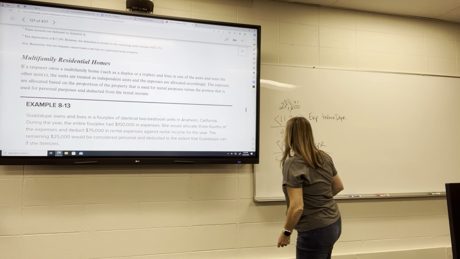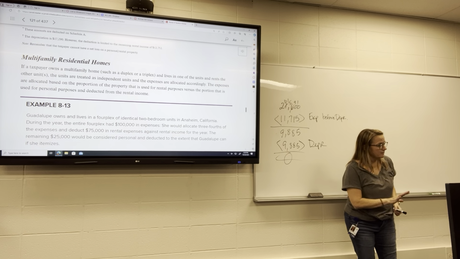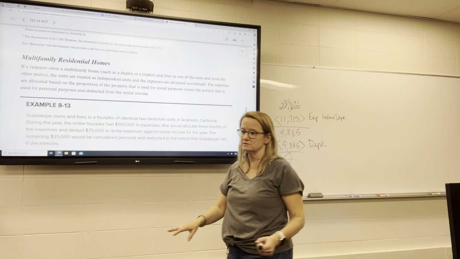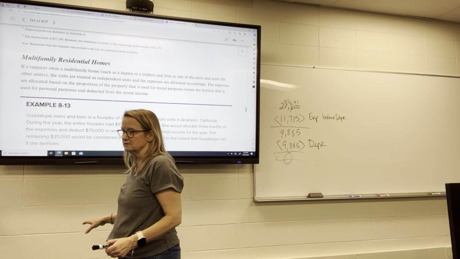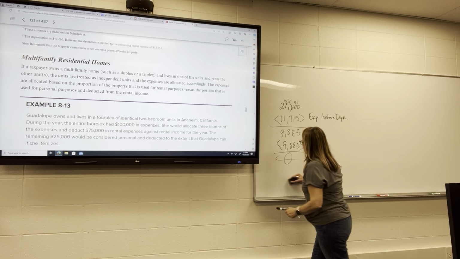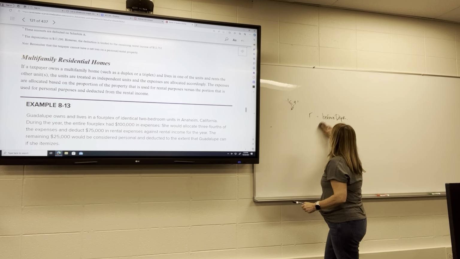All right, multifamily homes. Any questions on the vacation slash personal and allocating between those two, IRS method versus tax court method? Okay. Let me get through this real quick.